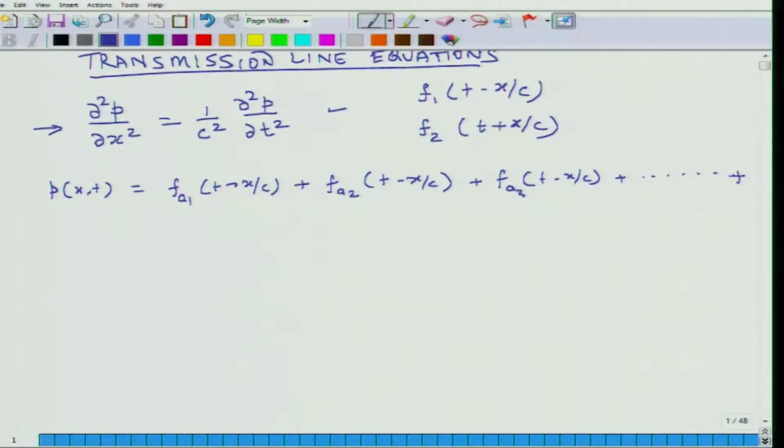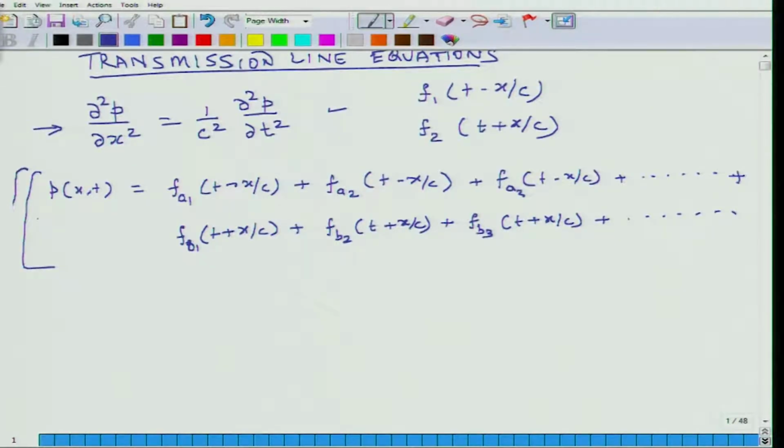But as we had discussed, waves could also be traveling in the negative direction. So those backward traveling waves could be represented by another series of functions: fB1, which is a function of (t plus x over c), plus fB2 of (t plus x over c), plus fB3 of (t plus x over c), and so on and so forth. Okay, so this is an extremely general, perhaps the most general form of the solution which is valid for the pressure wave equation.